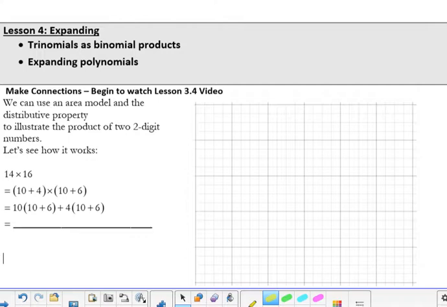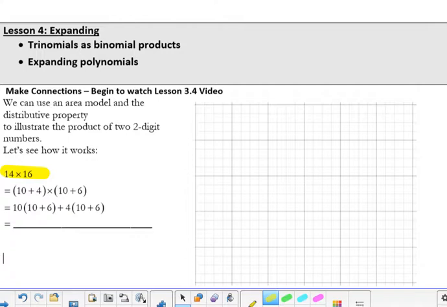Now we're going to look at this first problem we've got here. We've got a product, the product of 14 and 16. You may remember the distributive property that you've done in the past, where you were told that multiplication distributes over addition and subtraction. So to perform this multiplication, we're going to look at using an area model.